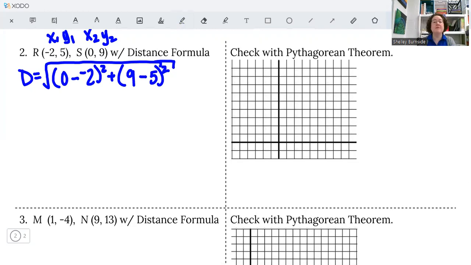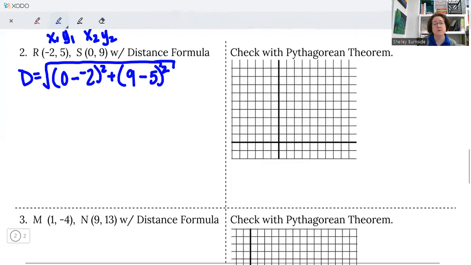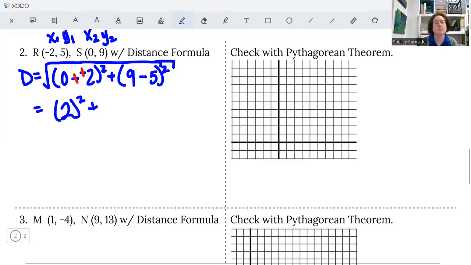The thing is that first one, 0 minus negative 2. What happens when you subtract a negative? Well, it's really the same thing as adding a positive. The negative signs almost cancel each other out. So really, we're going to do 0 plus 2. So then that comes to 2. Still has to be squared. Plus 9 minus 5 gives us 4, which is also still squared. Whole thing under the square root.